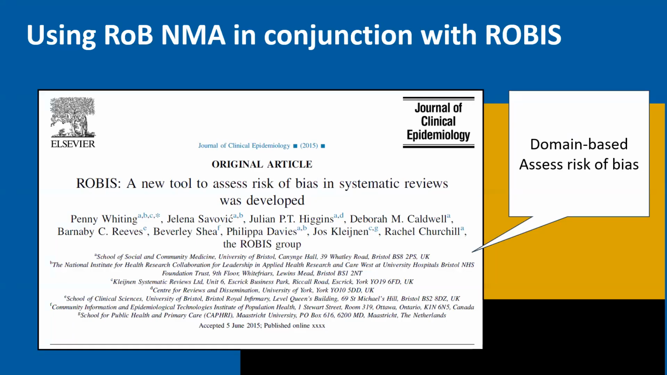So ROBIS is a new tool. It's relatively new, I guess. It's getting older every day. It's designed for those appraising reviews, systematic reviews especially. The ROBIS tool asks assessors to make a domain level judgment of risk of bias. I'm just going to have one slide on that just to show you what it's like.